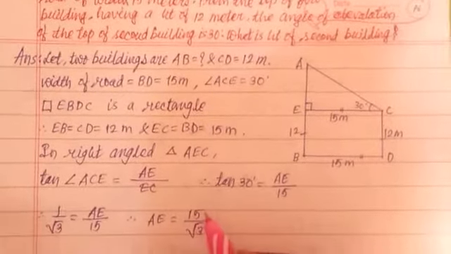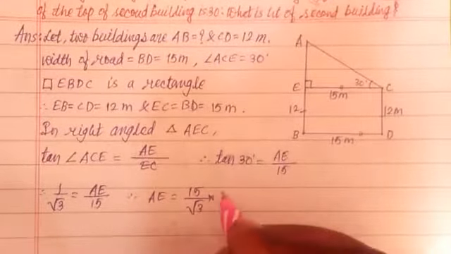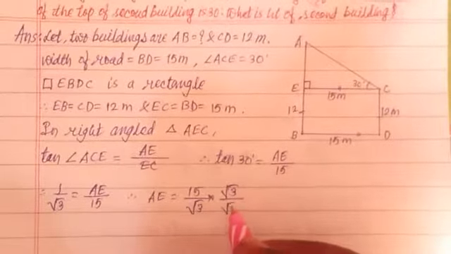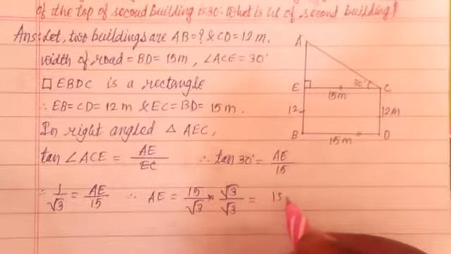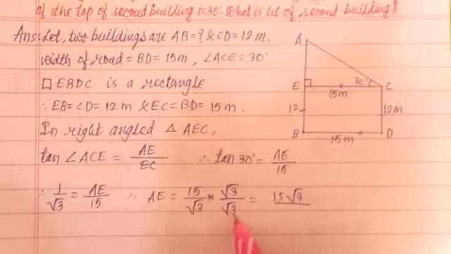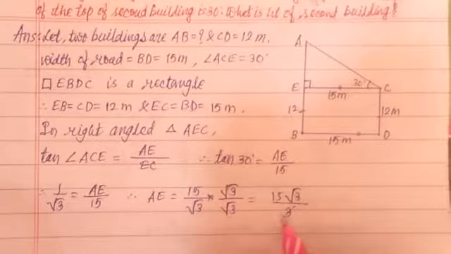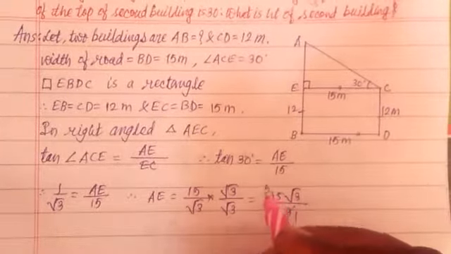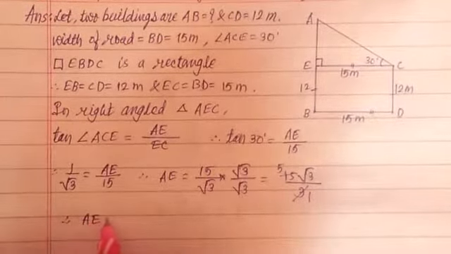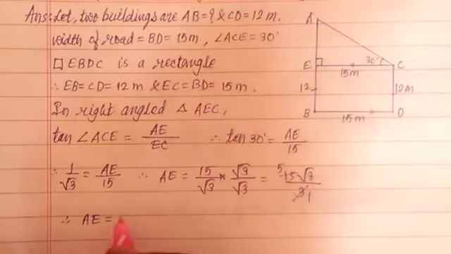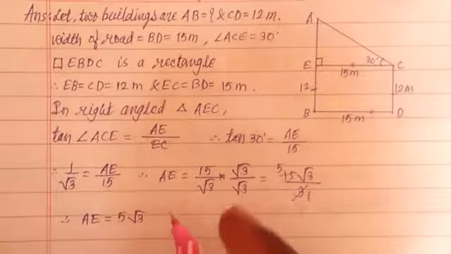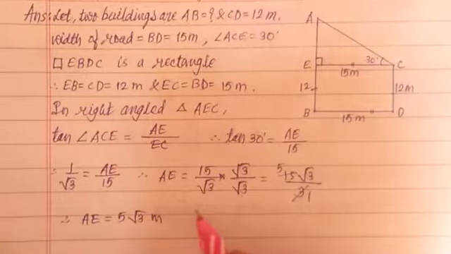Now multiplying by root 3 in numerator and also denominator, which is equal to 15 root 3 upon root 3 into root 3, and root 3 square means 3. Now 3 ones are 3, 3 fives are 15, and hence AE is equal to 5 root 3 meter.